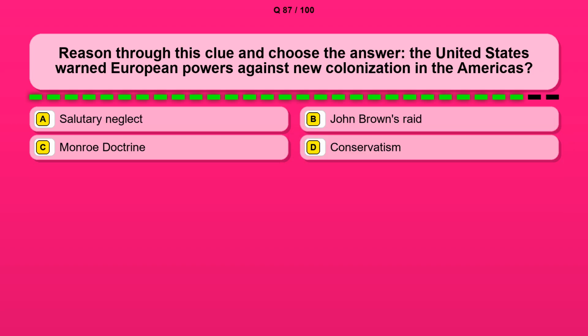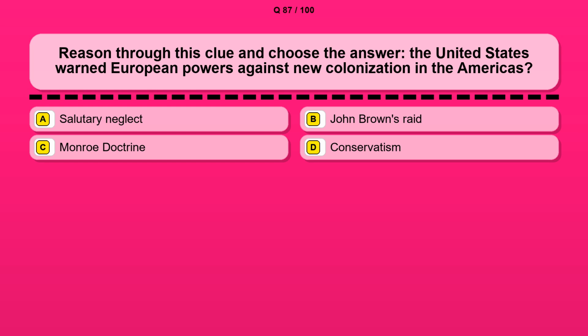Question 87. Reason through this clue and choose the answer. The United States warned European powers against new colonization in the Americas. Option A, salutary neglect. Option B, John Brown's raid. Option C, Monroe Doctrine. Option D, conservatism.